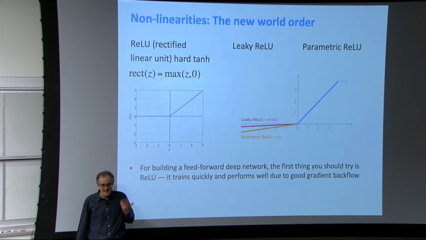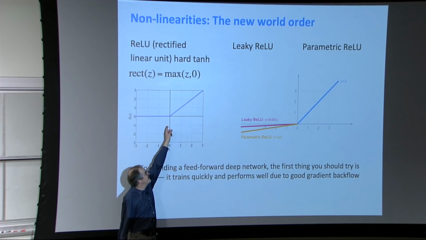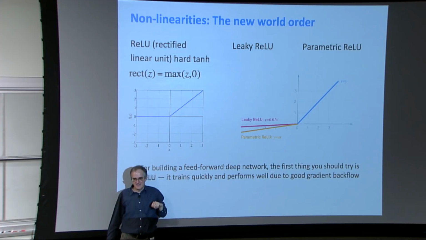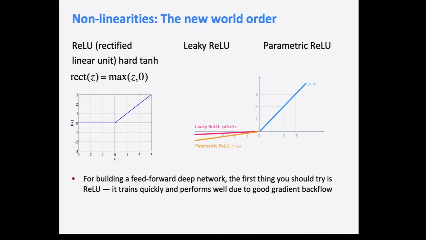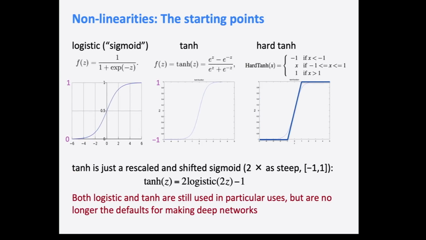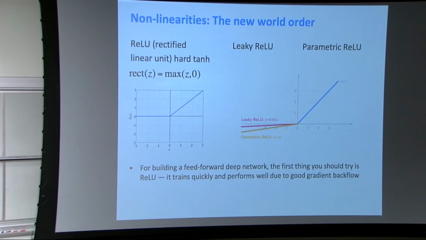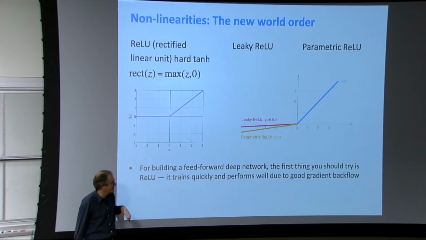And people now make precisely the opposite argument, which is that because this unit has a slope of 1 over its non-zero range, the gradient is passed back very efficiently to the inputs, and therefore the models train very efficiently. Whereas with these other curves, when you're over here, there's very little slope, so your models might train very slowly. So for a feed-forward network, try this before you try anything else.